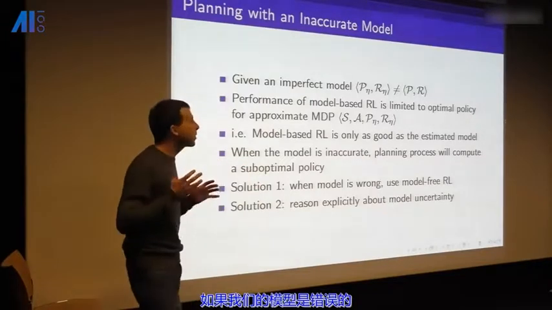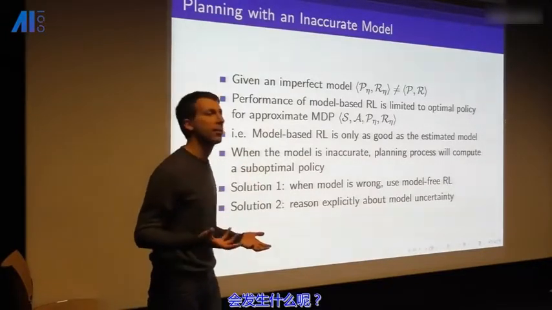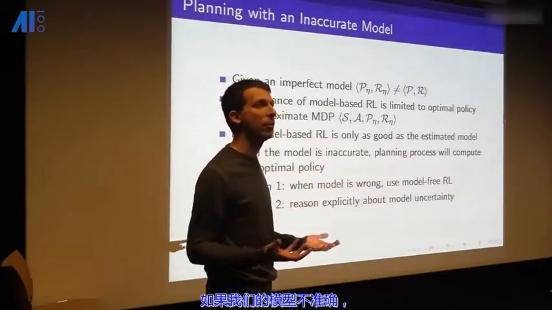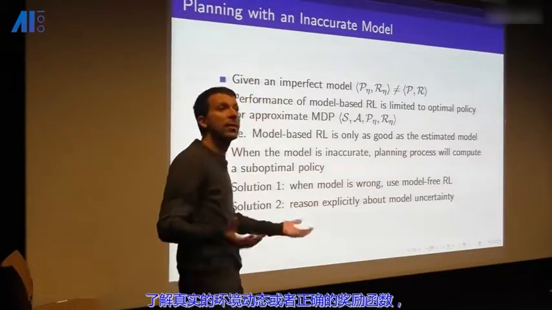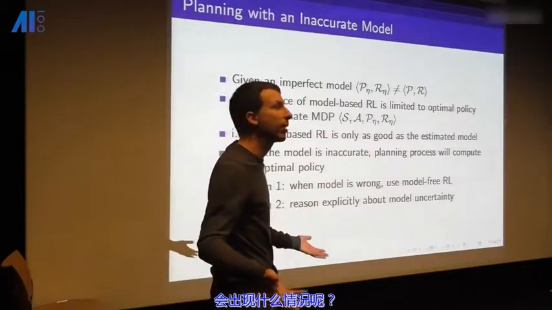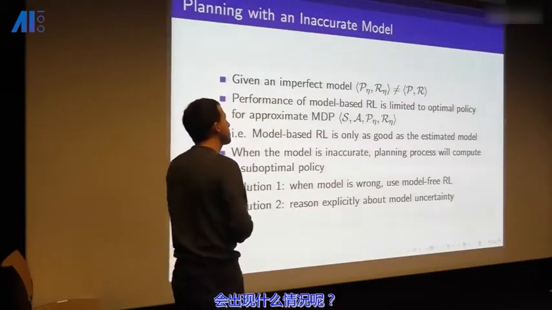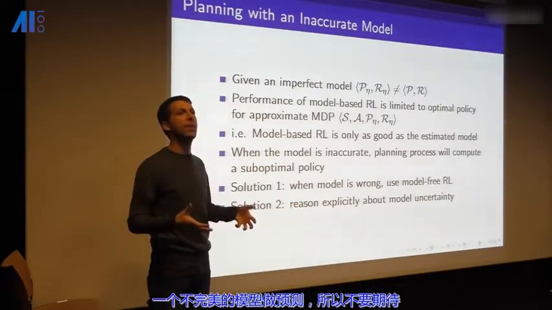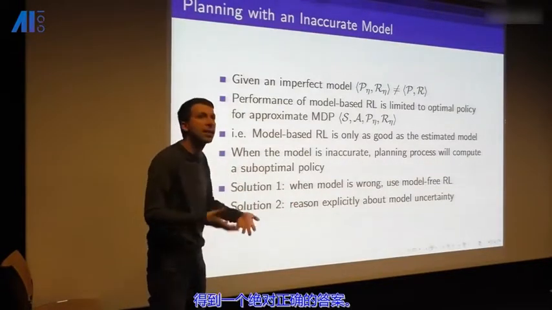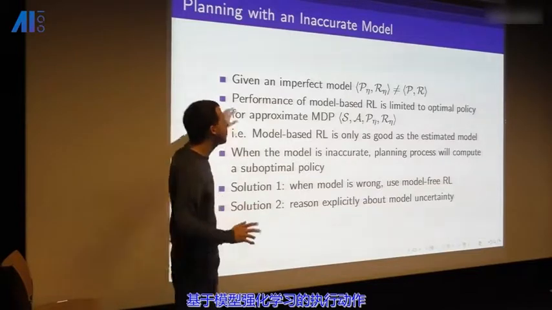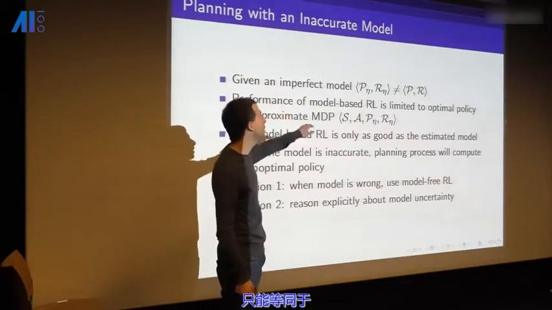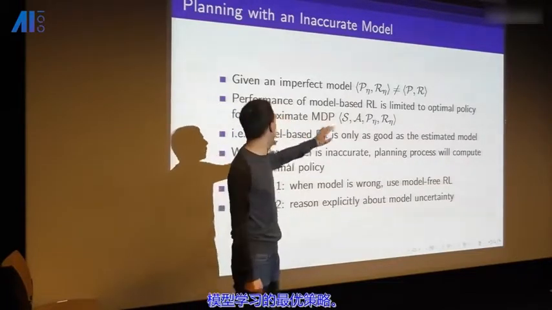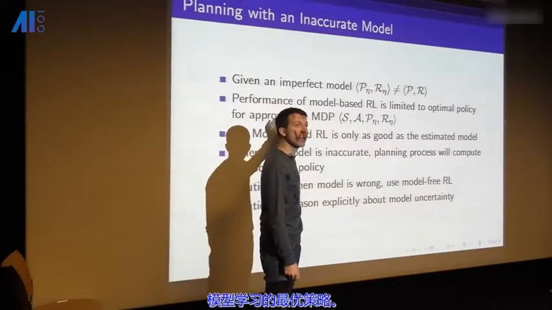So what happens if our model is not right? What happens if we have an inaccurate model? What happens if we haven't seen enough data to really understand the true dynamics of the world, or the true reward function of the world? When we plan with this imperfect model, we shouldn't expect to get the right answer. The performance of model-based reinforcement learning is only as good as the optimal policy for the model that we've learned.